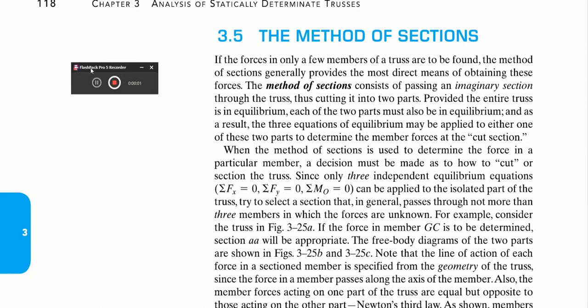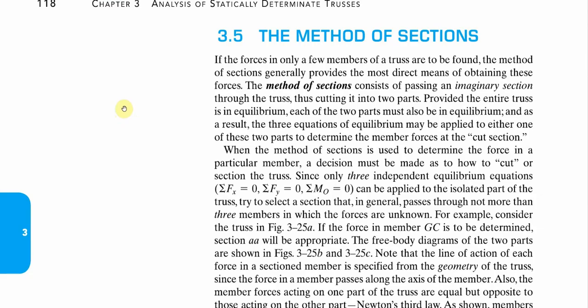Good day, everyone. Today we'll be talking about the method of sections in structural analysis, and we have various methods of analyzing our trusses or our members. For instance, we can use method of sections, method of joints, and also the graphical method.